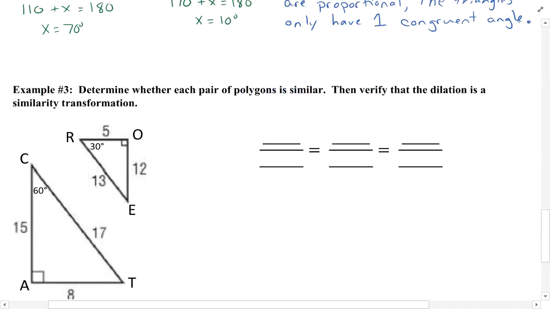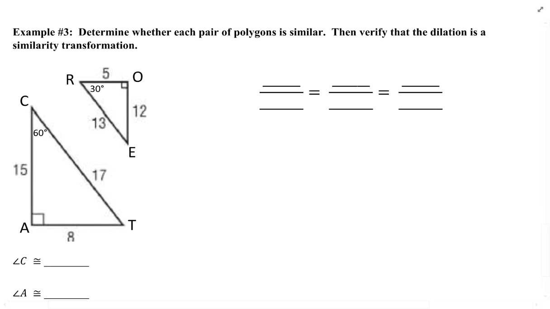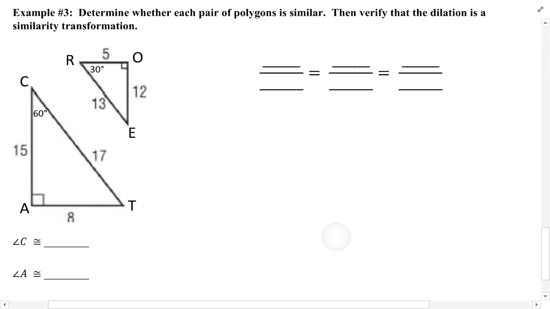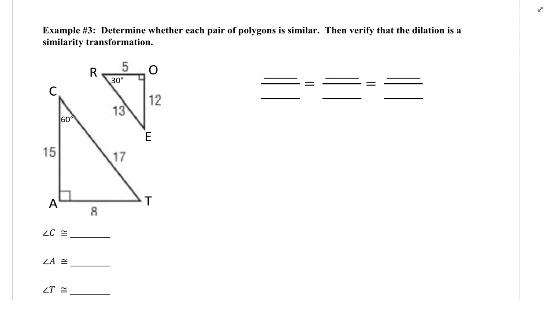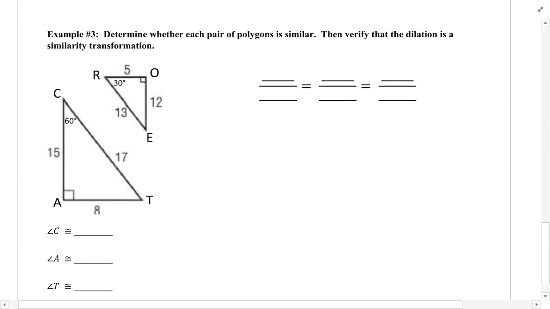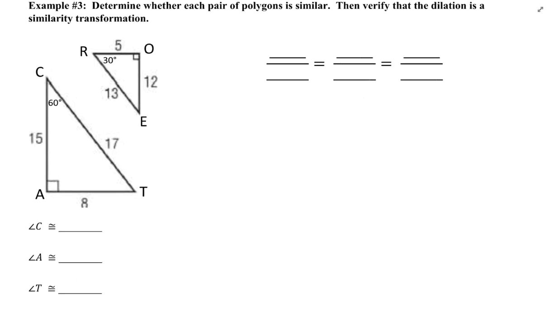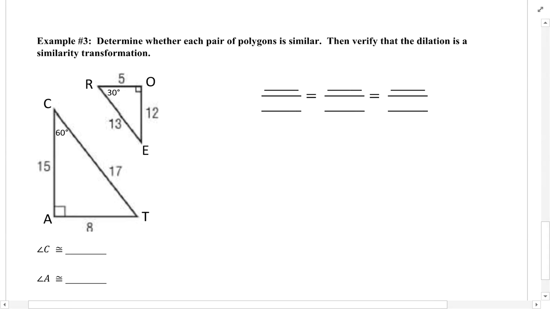All right, let's look at our last example here. We want to determine whether each pair of polygons is similar, then verify that the dilation is a similarity transformation. All right, so I want you to pause your video at this point, and I'm going to pause my video at this point, and I want you to try this one on your own. I want you to see how you do. I think sometimes we don't know what we don't know until we try it. So go ahead and try this on your own, and we will compare answers in just a moment.